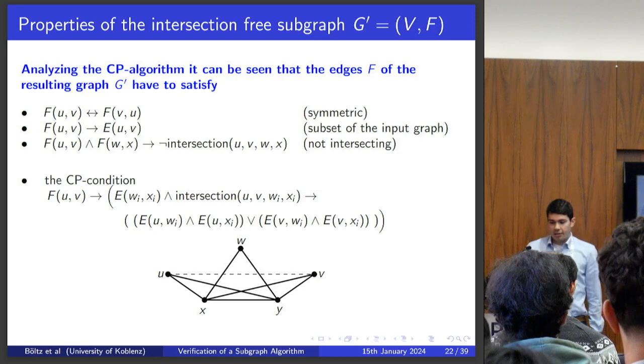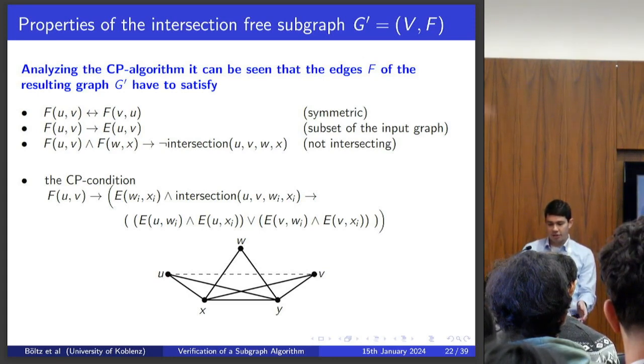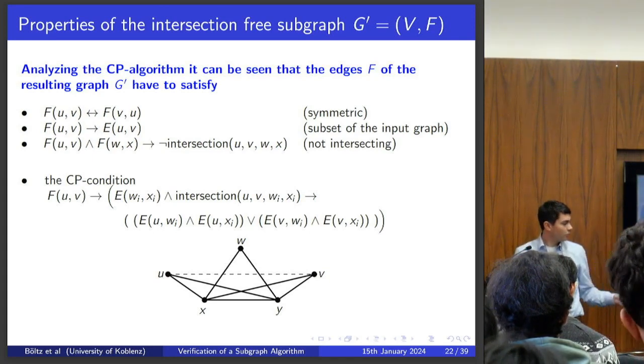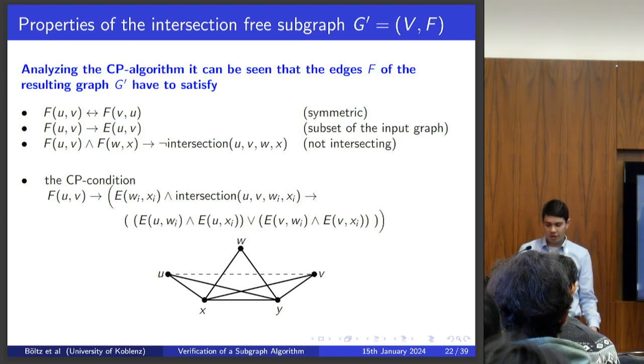And then let's have a look at the properties for the output graph. This edge set is also symmetric. It's a subset of the edges of the input graph, and no intersections occur in this set F. And furthermore, the edges in F have to satisfy the CP condition, which means for every intersecting edge, either U or V has to be connected to both end vertices of the intersecting edge. And this example here shows that UV is not satisfying this condition, but all the other edges are satisfying this condition.